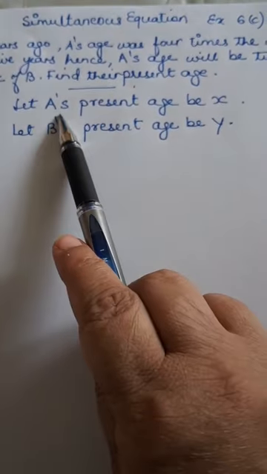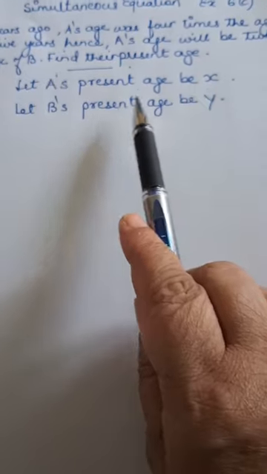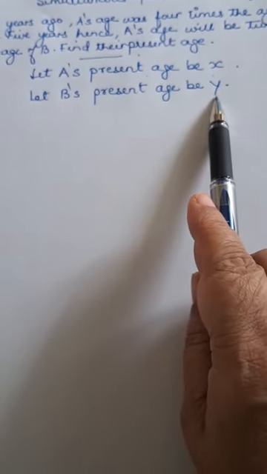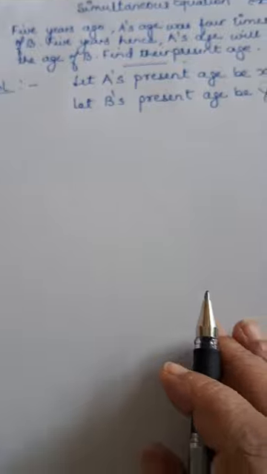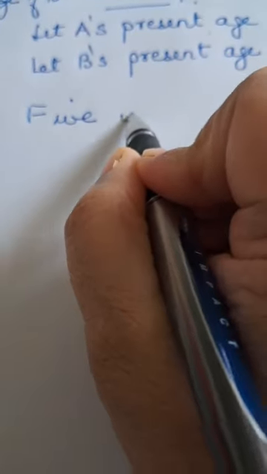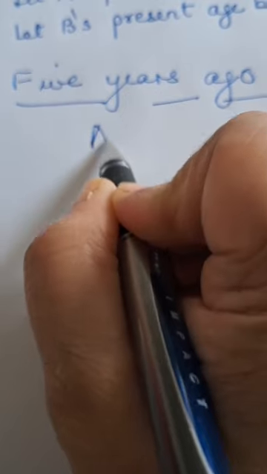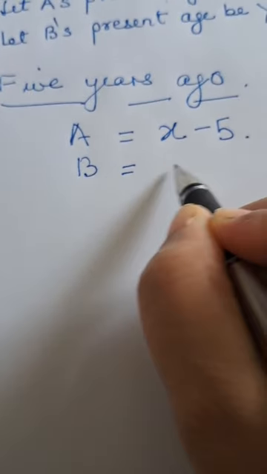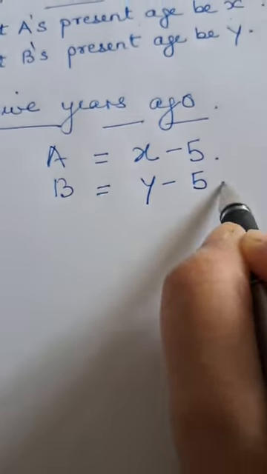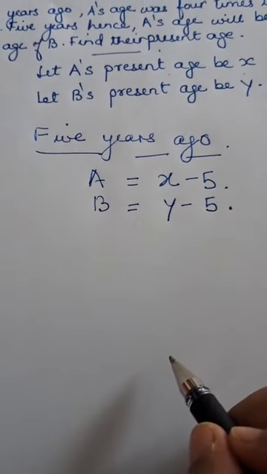So we will assume A's present age be X and B's present age be Y. We have two variables. Now what we need to find is 5 years ago. So we will write here 5 years ago. Now 5 years ago, A was how much? It will be minus 5 years from the present age, X minus 5, and B will be Y minus 5, 5 years back.